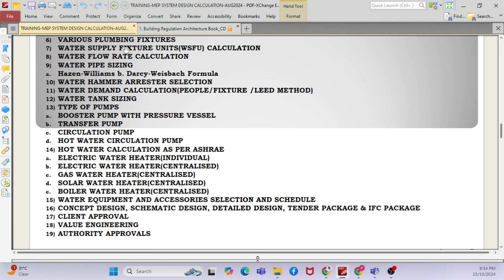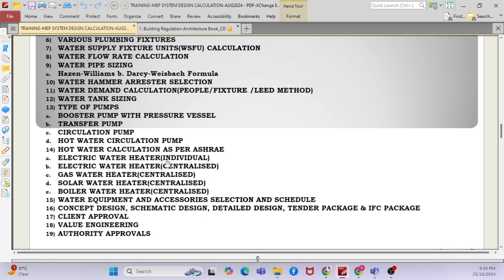Once you have done all the calculations, you can prepare the equipment schedule. You might have seen equipment schedules for pumps, heaters, water meters, and water tanks. You can prepare these equipment schedules once you have done all the calculations. Then you can prepare your accessories selections, like water meters and different types of valves. Based on that equipment schedule, you can select all the materials.